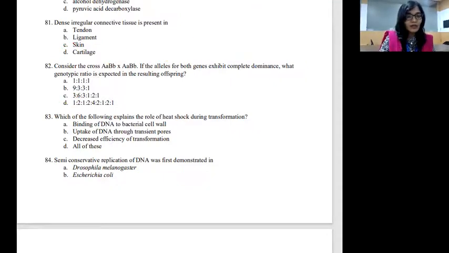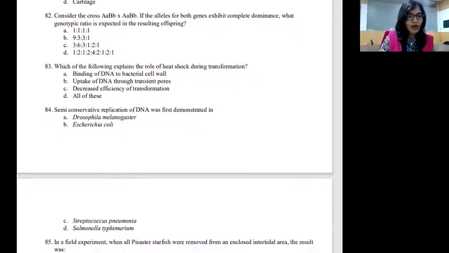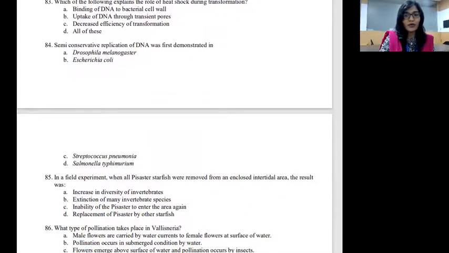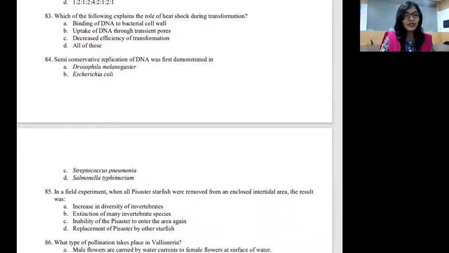Which one of the following explains the role of heat shock? Usually in biotechnology, we want to introduce the DNA into the host cells. So at the time, we used to give a heat shock along with calcium. So the uptake of DNA will take place, or binding of the DNA to the bacterial cells, or decrease the efficiency of transformation. Usually, what exactly happens is the DNA will be taken in through the pores. So we are creating pores by giving a heat shock. So it is option B.